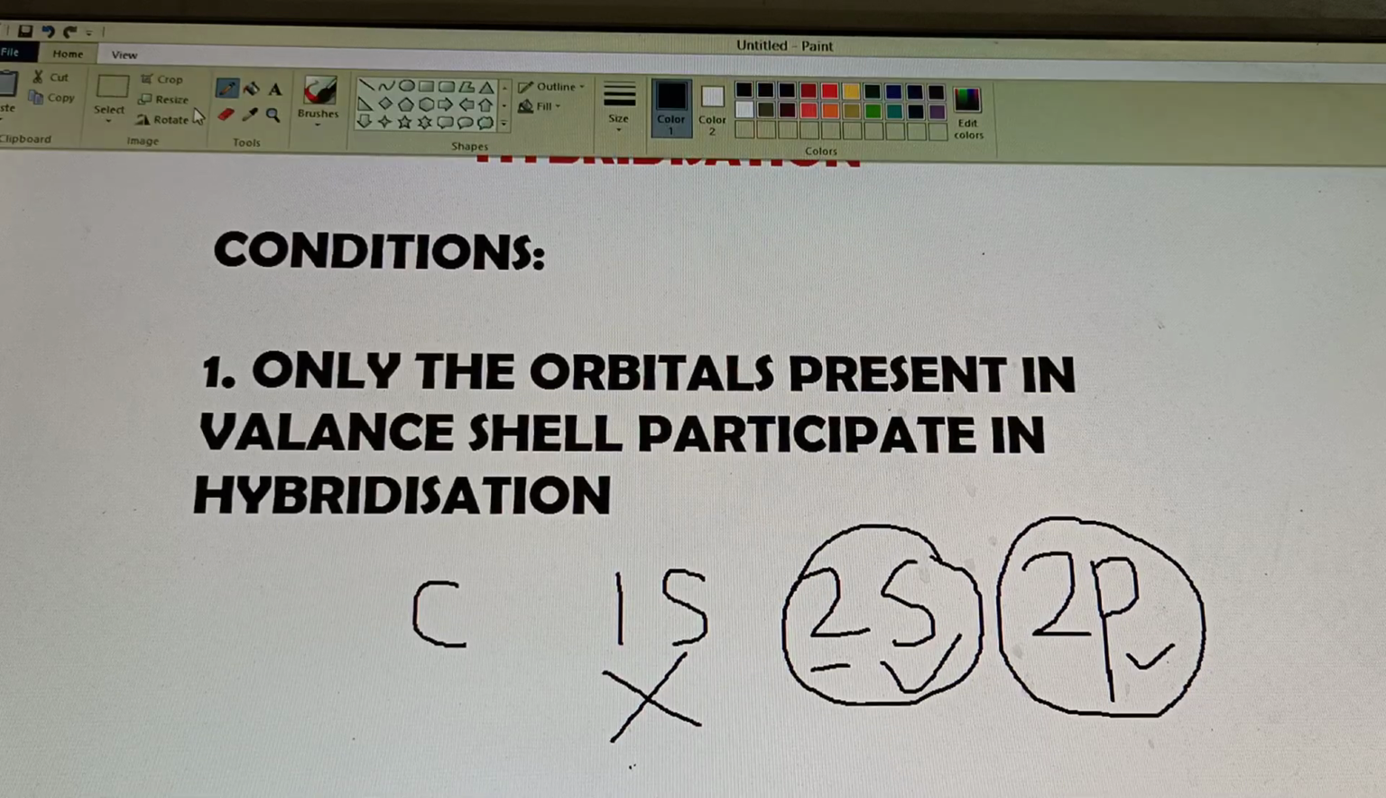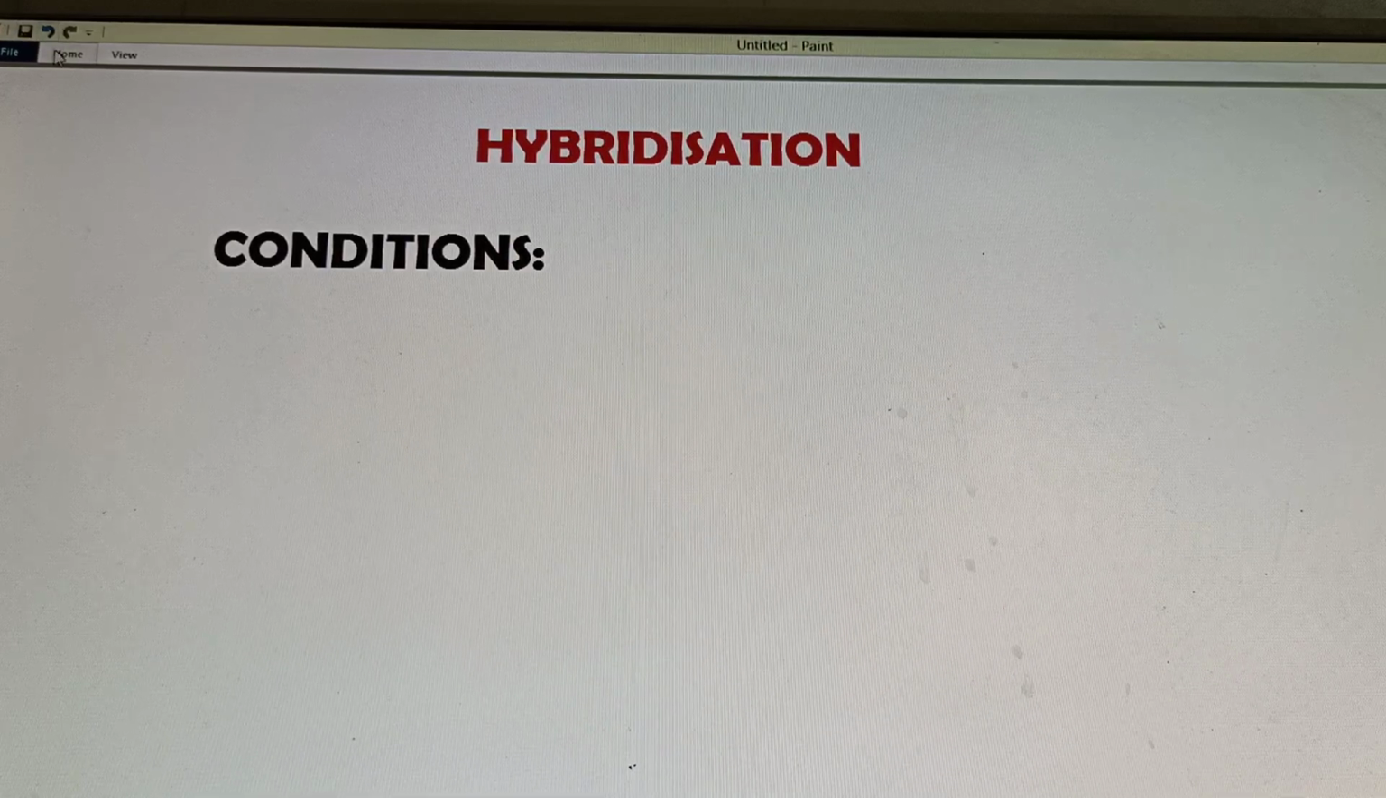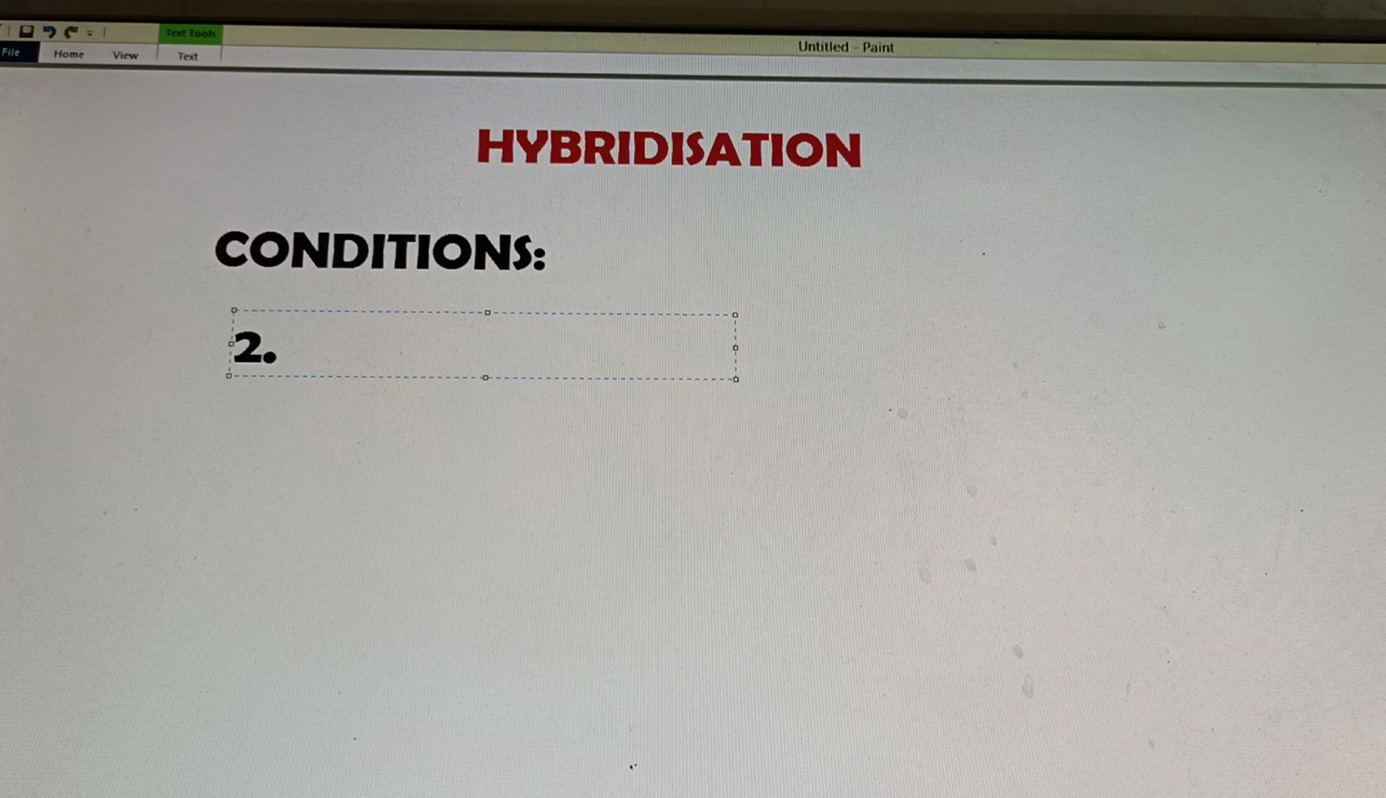Next, number 2. The orbitals which participate in hybridization must have a small difference in energy. If the difference of energy of the participating orbitals is very high, then hybridization will not occur.